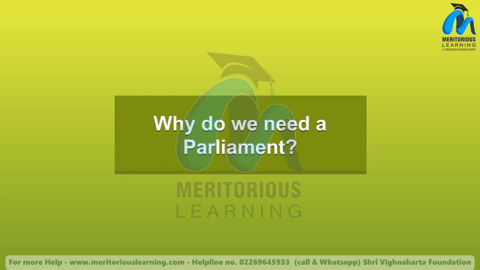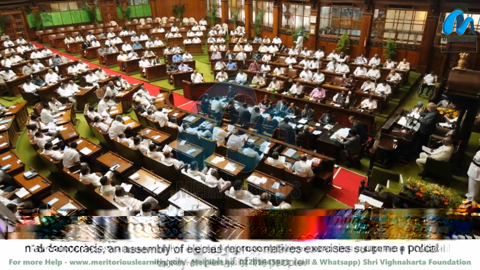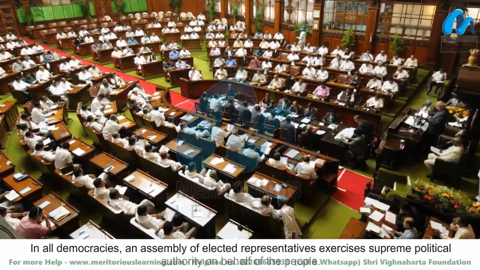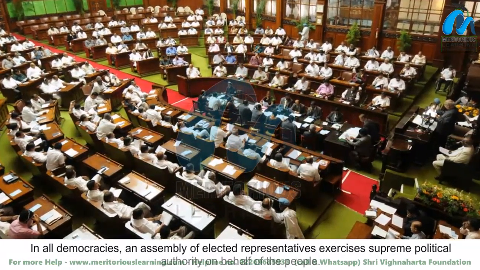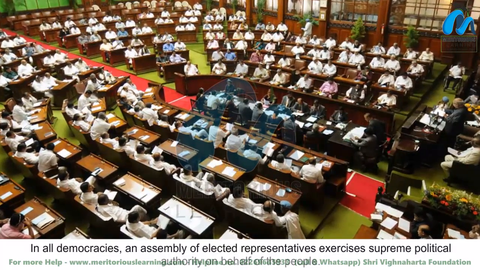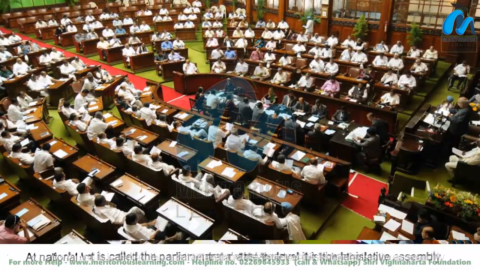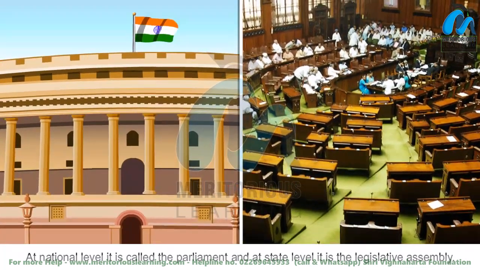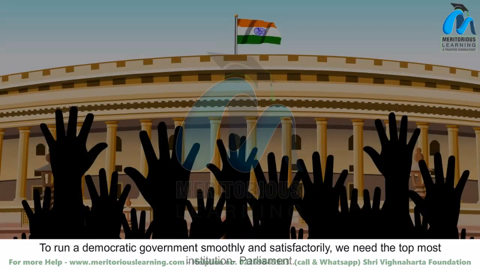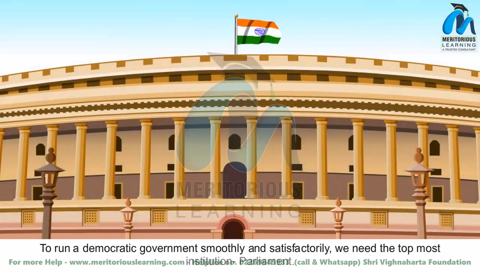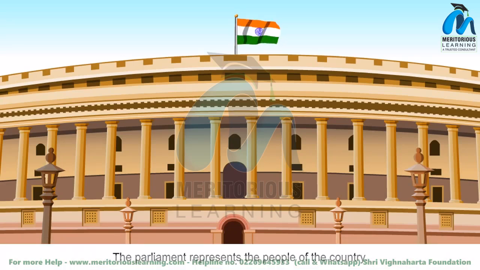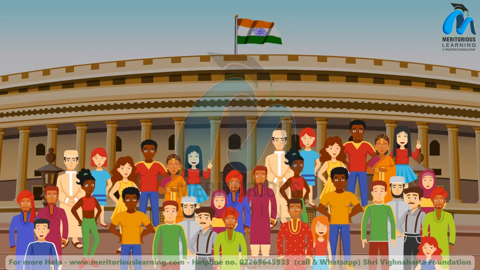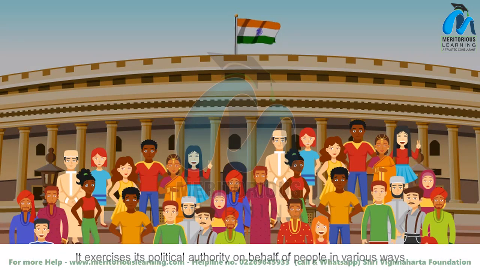Why do we need a parliament? In all democracies, an assembly of elected representatives exercises supreme political authority on behalf of the people. At national level, it is called the parliament, and at state level, it is the legislative assembly. To run a democratic government smoothly and satisfactorily, we need the topmost institution, Parliament. The Parliament represents the people of the country. It exercises its political authority on behalf of people in various ways.